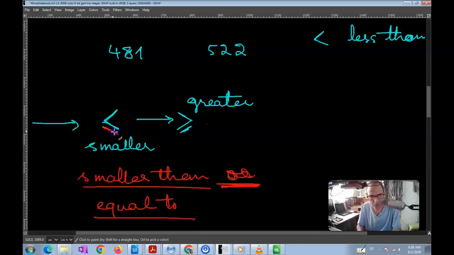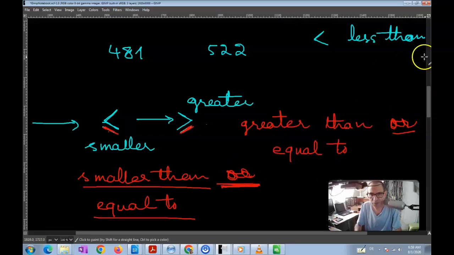But it's smaller than or equal to, right? Because there is the equal sign over here, the symbol on the other side becomes greater than or equal to.